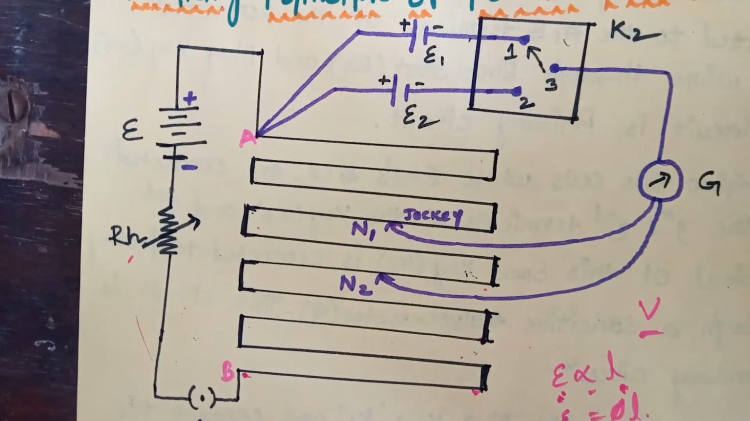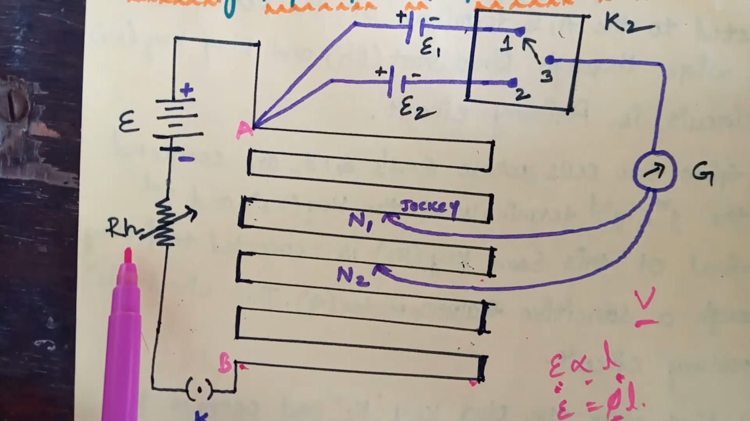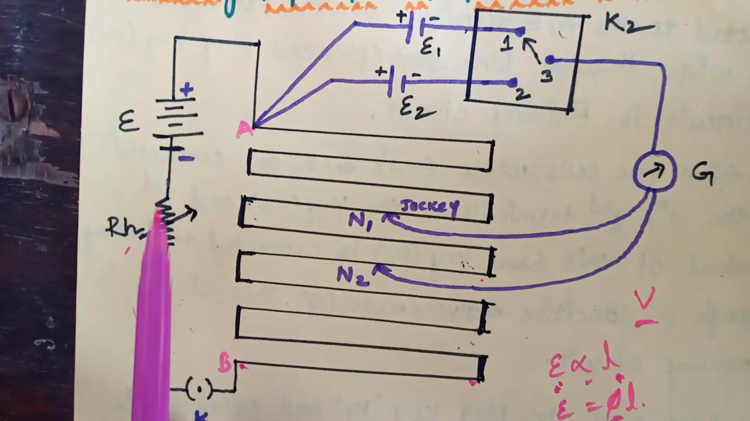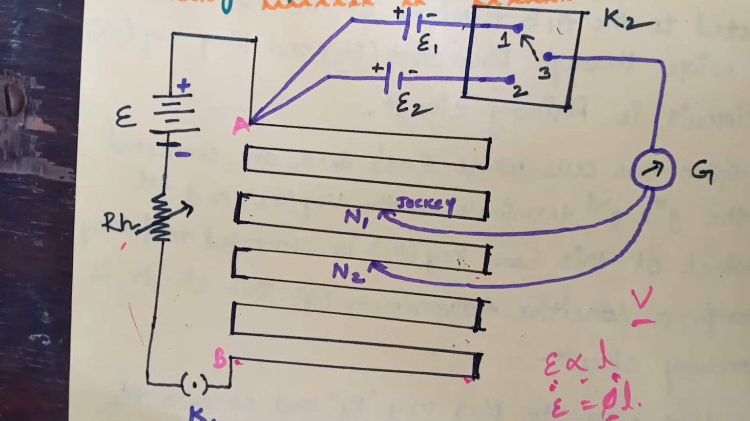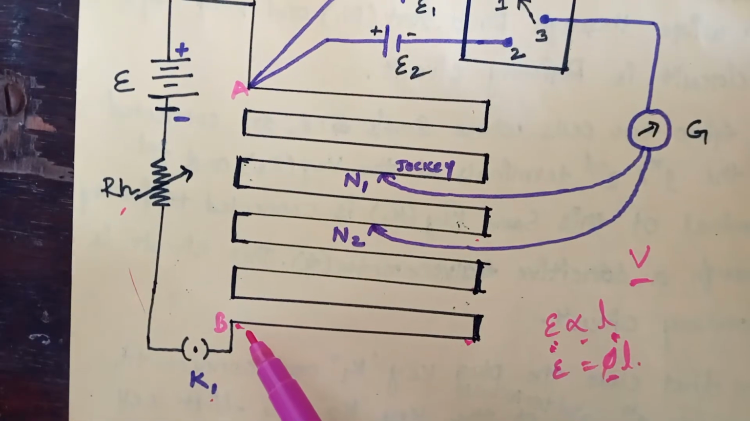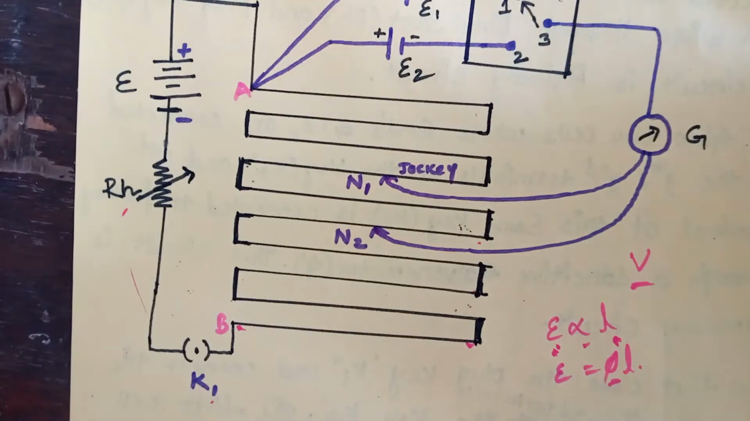In primary circuit, what are connected? A battery of EMF is connected to the rheostat. Sir, what is the use of rheostat? Either increase the resistance or decrease the resistance. Now this rheostat is connected to plug key K1. This plug key works like a switch in between A, B terminals of the potentiometer wire. The circuit is called the primary circuit.